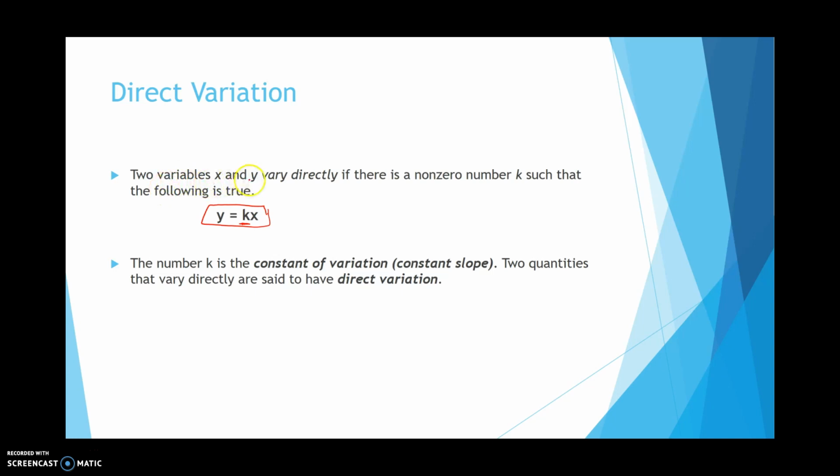So looking at these two definitions, working with this formula, y equals k times x, two variables, x and y, vary directly if there is a non-zero number k, such that the following is true, where you can use the formula y equals k times x. The number k is the constant of variation, and constant of variation means a constant slope, and you will find that the k value is the same as your slope value. Two quantities that vary directly are said to have direct variation, which is our formula y equals k times x.